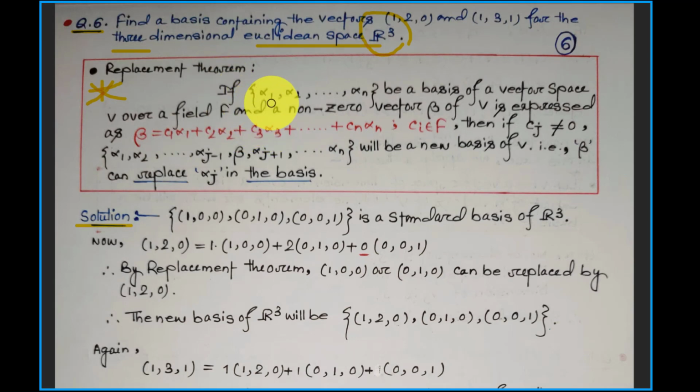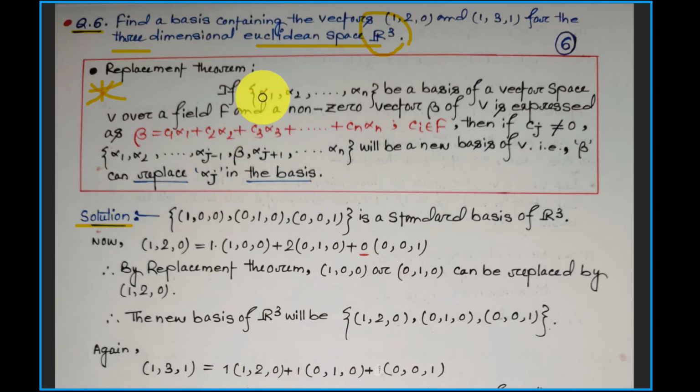If alpha 1, alpha 2, dot dot dot, alpha n be a basis of a vector space V over a field F, and a non-zero vector beta of V is expressed as beta equals C1 alpha 1 plus C2 alpha 2 plus C3 alpha 3 plus dot dot dot plus Cn alpha n, where C is any scalar of the field F. Then if Cj not equal to 0, then alpha 1, alpha 2, dot dot dot, alpha j minus 1, beta, alpha j plus 1, dot dot dot, alpha n will be a new basis of V. That is, beta can replace alpha j in the basis.